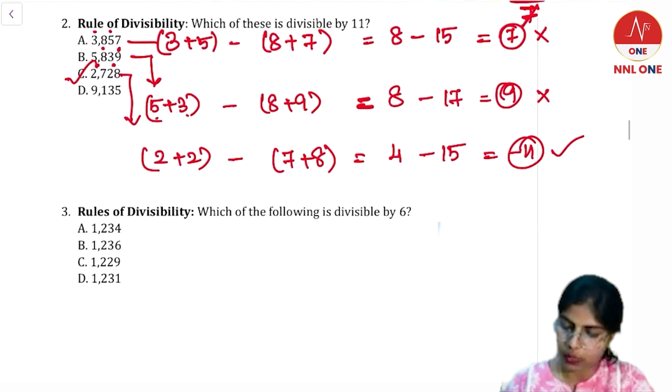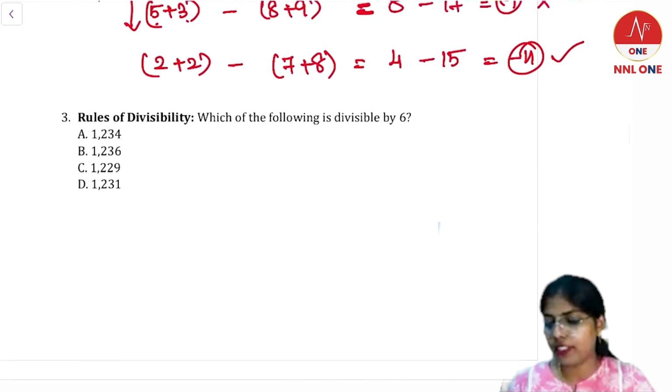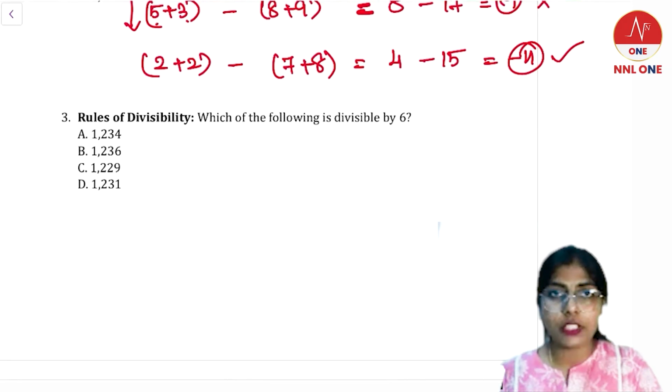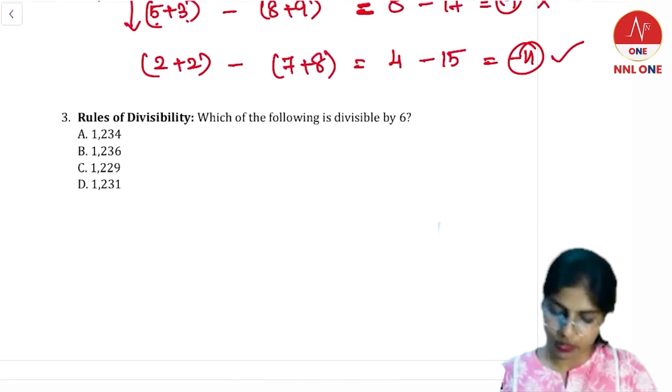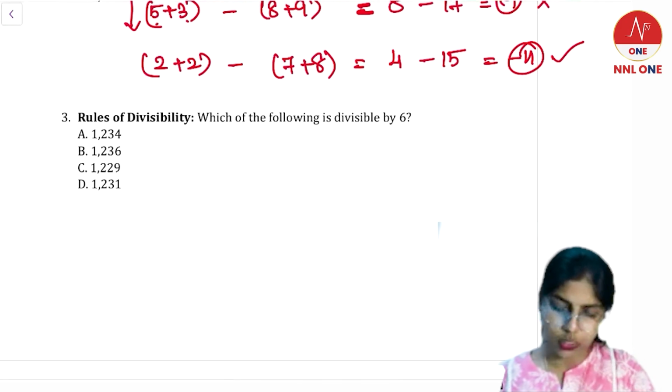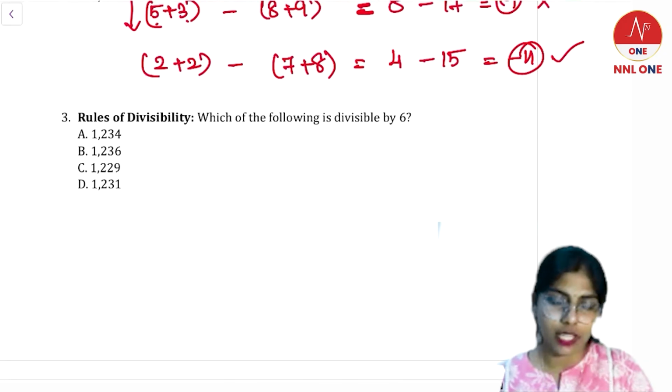2, 7, 2, 8. Next, which of the following is divisible by 6? The divisibility rule of 6, it should be divisible by both 2 and 3. What is the divisibility rule of 2? We need to find whether the last digit is even or 0. Okay, we'll decline that there is no 0 here in the last digit, but there are even numbers. The first and the second option have even numbers.